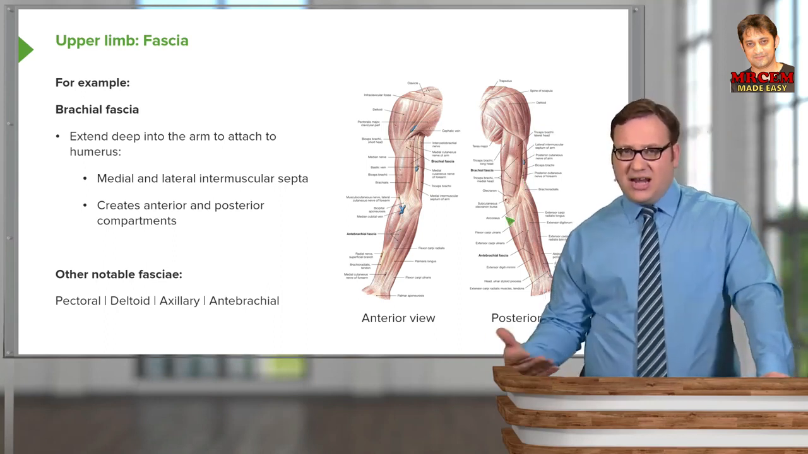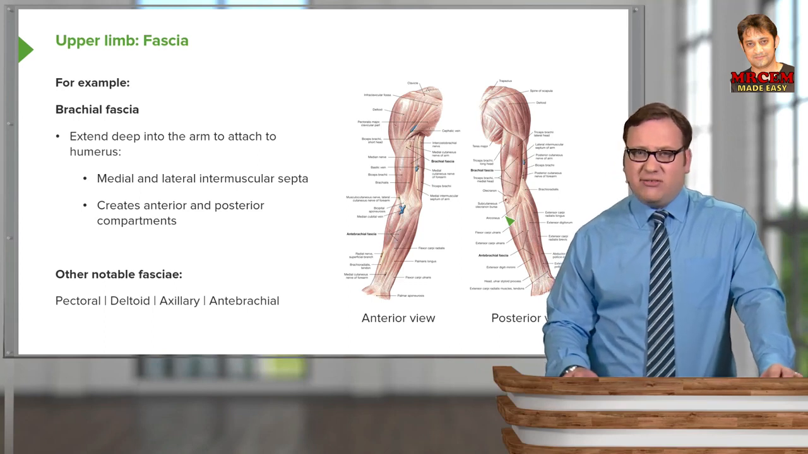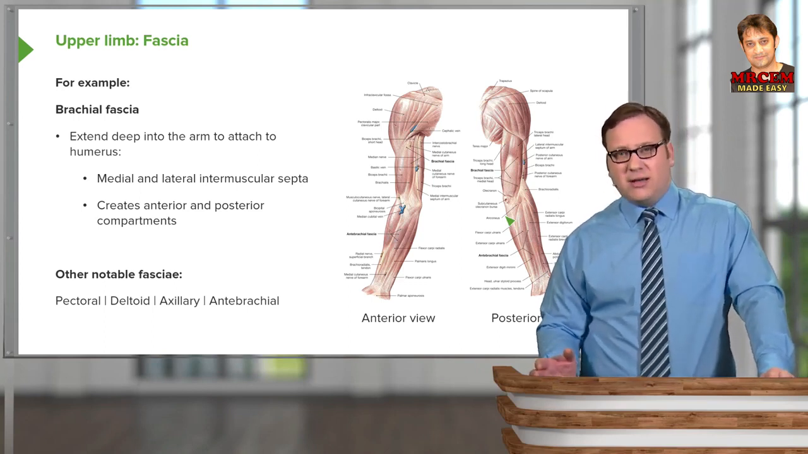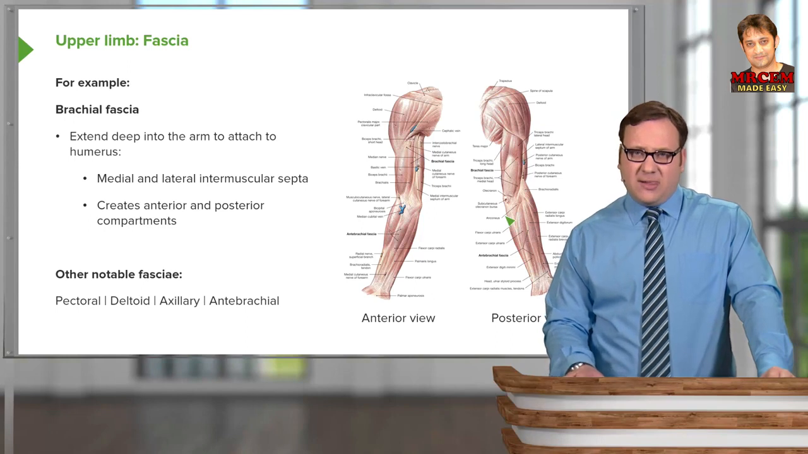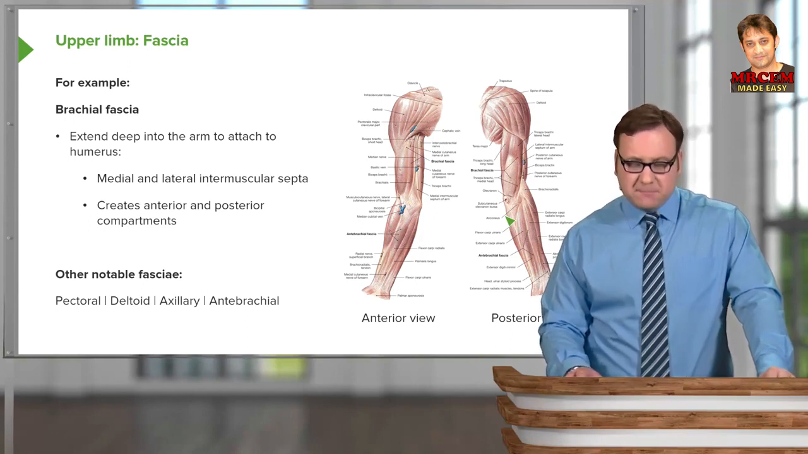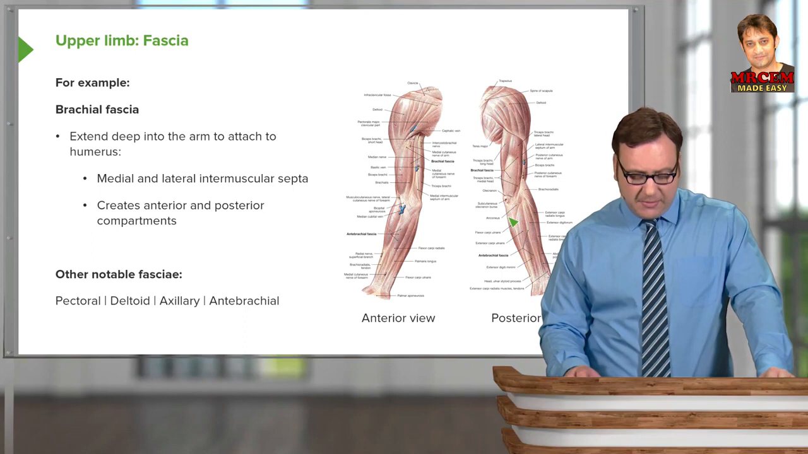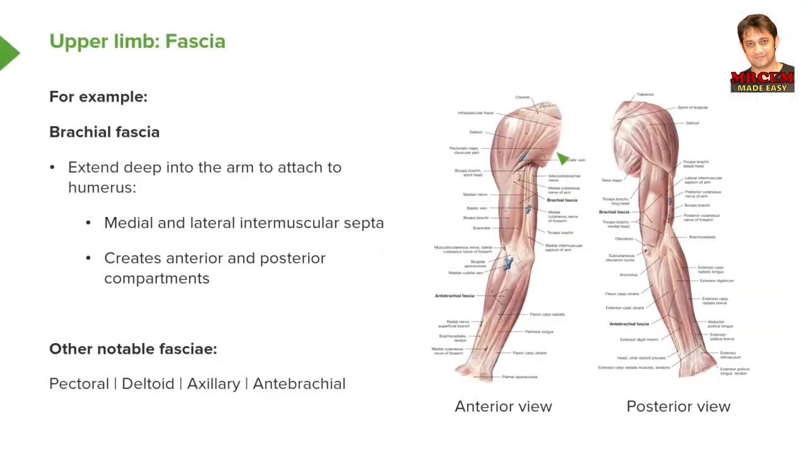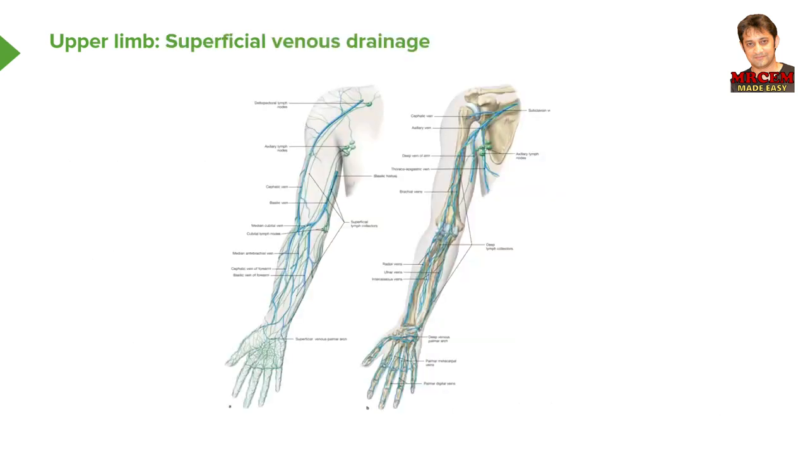And when we go and look in the leg region, we'll see that we have an anterior, a posterior, and a lateral compartment that are similarly formed via these pieces of fascia passing deep into the limb. Other notable fasciae that I've mentioned: the pectoral fascia that's running over the pectoralis muscles, the deltoid fascia, the axillary fascia, and the brachial fascia extending down deep into the antebrachial fascia. And these are really important. We'll come back to them throughout the course when we talk about various muscles.